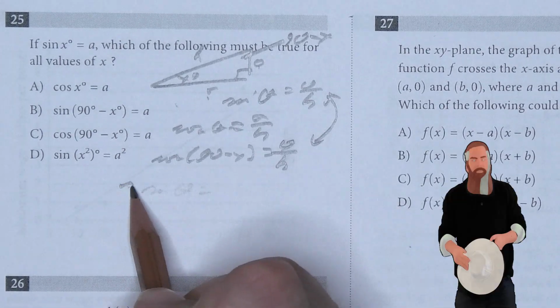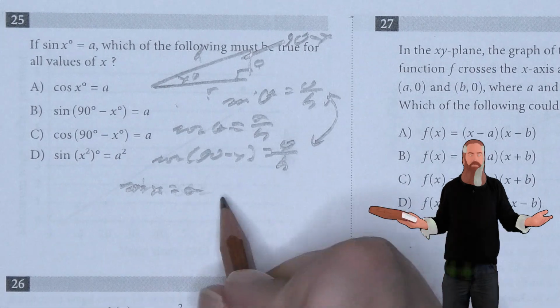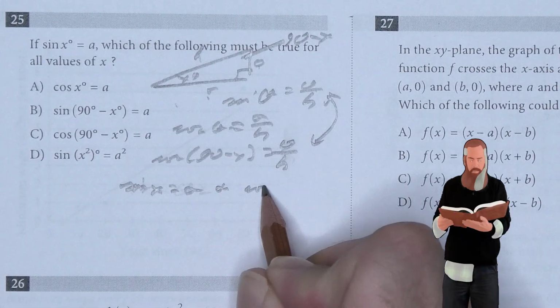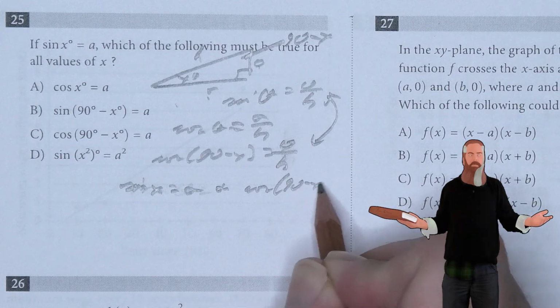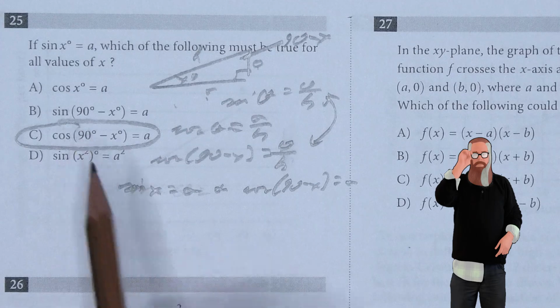This would mean in this case the sine of x is equal to a, and that the cosine of 90 minus x is equal to a, which means that C is the answer.